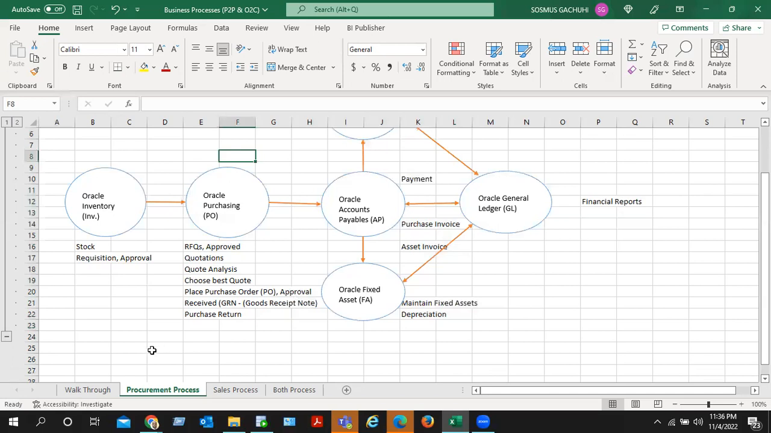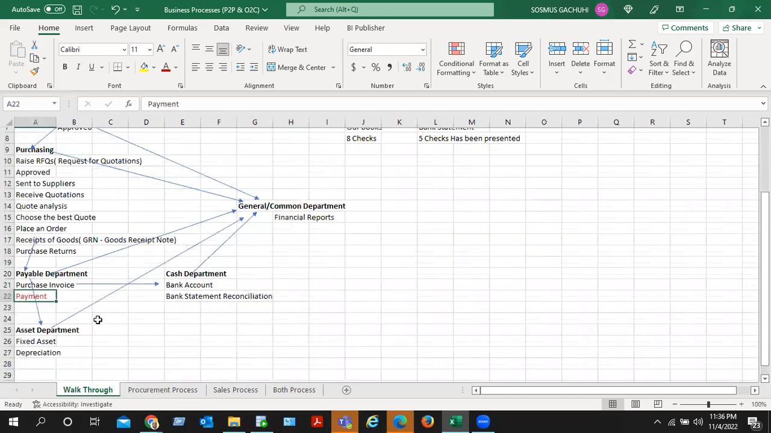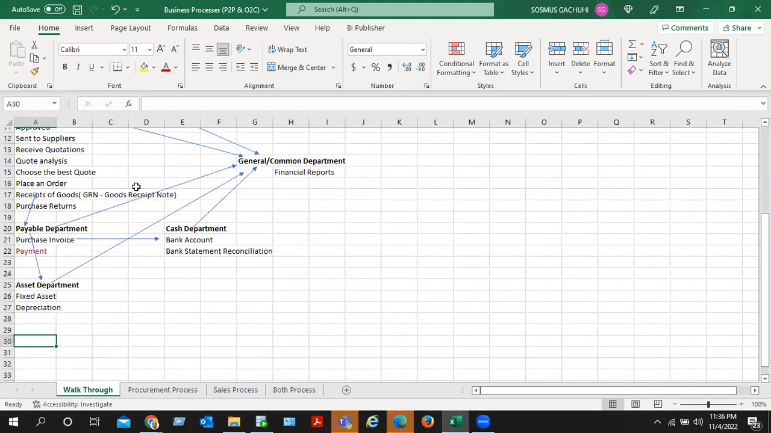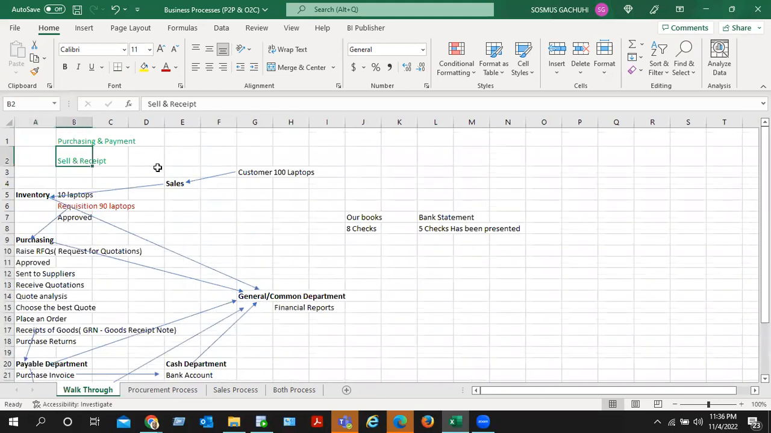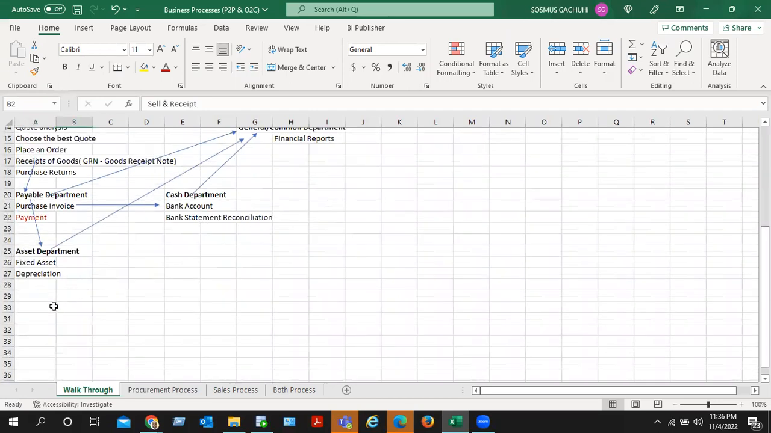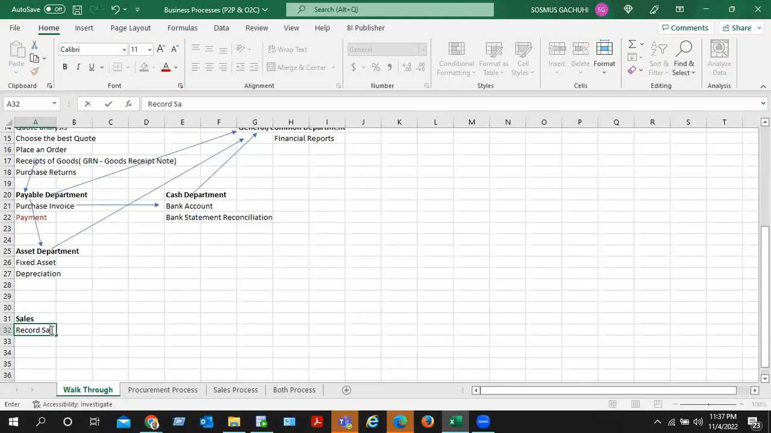The next stage I would like us to look at is the process of selling and receipting. So what happens? We have a sales department, and the sales department will receive something we call a sales order or customer order. From a customer, they will receive an order, and they will record the sales order.